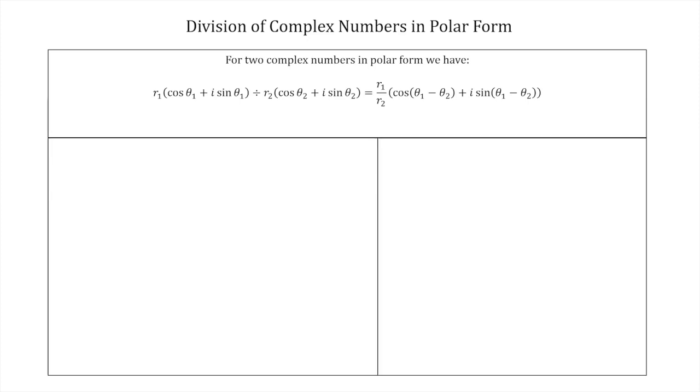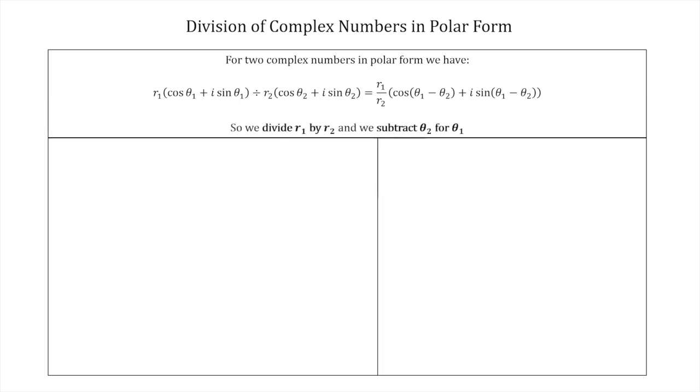We get that the answer has for its modulus r1 divided by r2. When we multiplied them together, we multiplied their moduli. Now when we're dividing, we divide their moduli. So we divide the modulus of the first by the modulus of the second. And when we multiplied them together, we added their arguments to get the argument of the product. But now we subtract the second argument from the first. So rather than adding, we subtract. So we get cos of (theta 1 minus theta 2) plus i sine (theta 1 minus theta 2).